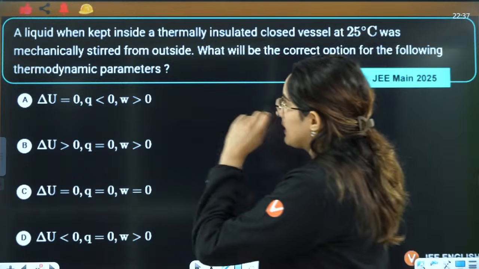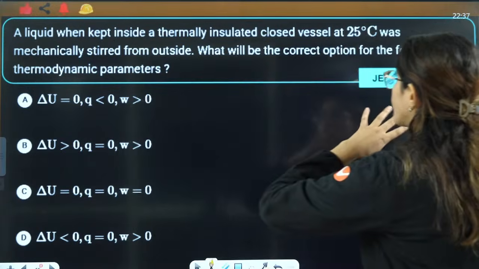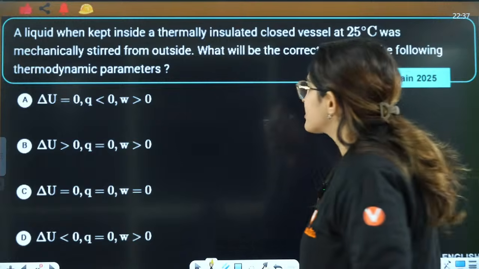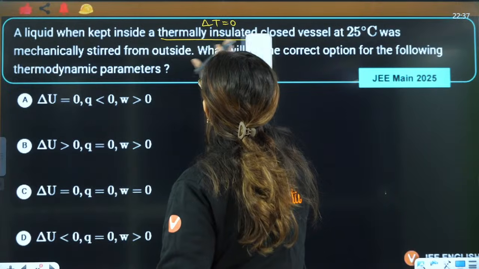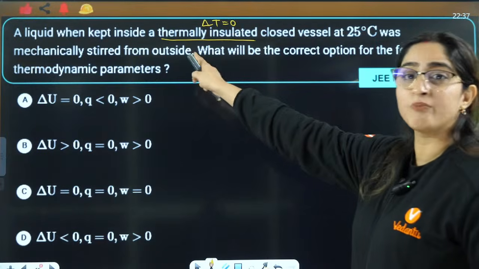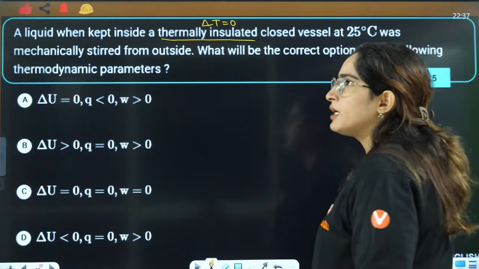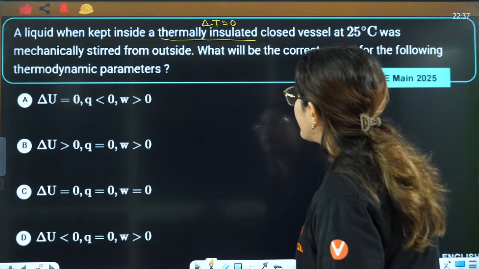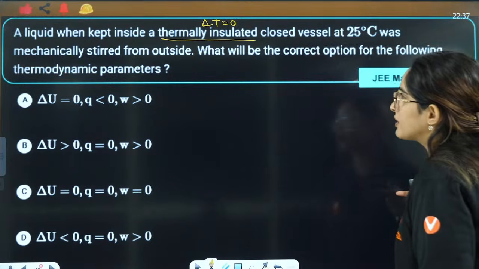So a liquid, when kept inside a thermally insulated closed vessel. Thermally insulated means no exchange of heat, so this means delta T is 0. Insulated means no exchange of therm, and therm means temperature, so the change in temperature is 0. Closed vessel means the change of mass is also 0. It was mechanically stirred from outside. What will be the correct option for the following thermodynamic parameters?